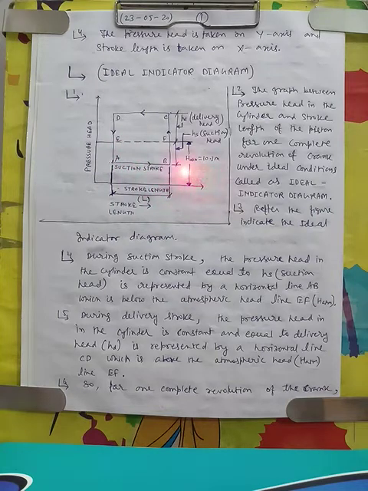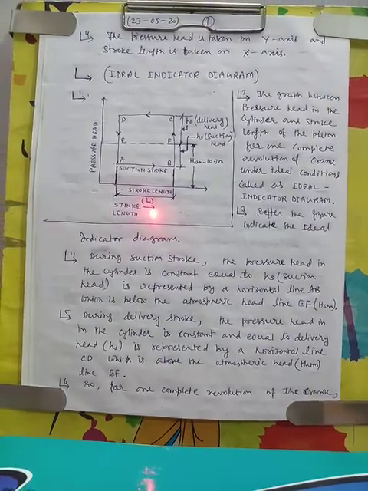Here I have written that in the ideal indicator diagram the atmospheric head is 10.3 meter of water. As we know, 10.3 meter of water represents one atmospheric pressure. So let us discuss some other indicator diagram.